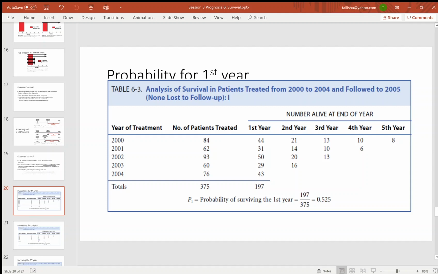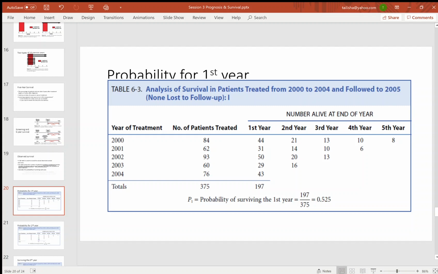Okay, so here you have 5 years of treatment, and it tells you how many patients were treated in each year. Then it tells you the number of patients alive at the end of the year in columns for the first year through the 5th year columns.